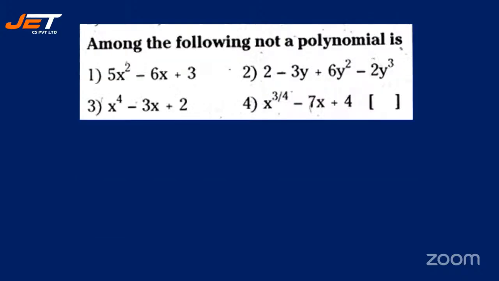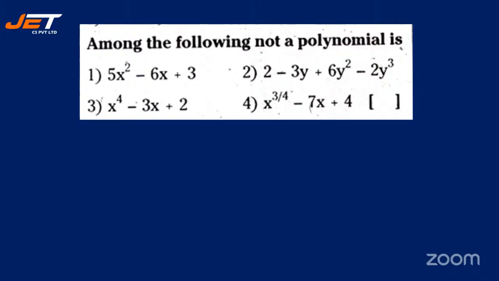Meets. Among the following, which is not a polynomial? 5x square minus 6x plus 3, 2 minus 3y plus 6y square minus 2y cube, x power 4 minus 3x plus 2, x power 3 by 4 minus 7x plus 4.